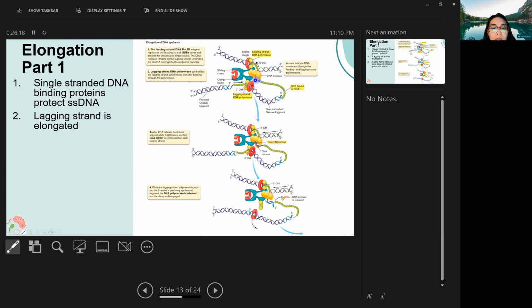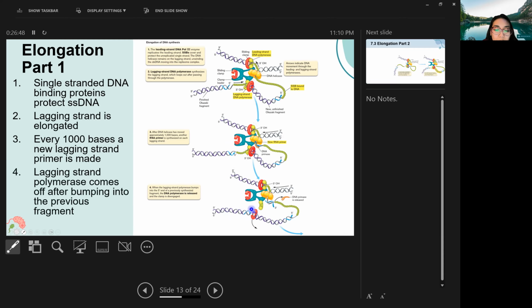The lagging strand is going to be elongated, as you can see. Basically, every 1,000 bases that the whole fork is moving, a new lagging strand primer is made, because again, the lagging strand has to be made in fragments. And then the lagging strand will eventually hit the previous fragment.